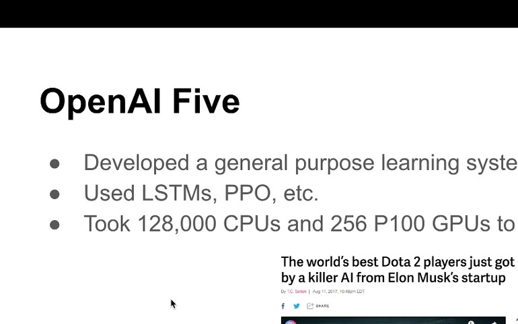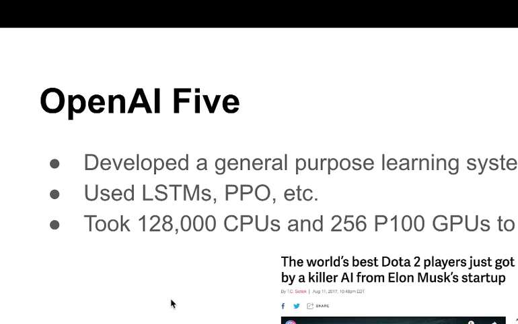They use LSTMs and PPO. I'll be talking about that a bit more in our reinforcement learning reading groups. But notice how much compute it took. It took 128,000 CPUs, right? And it took 256 P100 GPUs to train. P100 GPUs are not cheap. They're like 10K each, right?